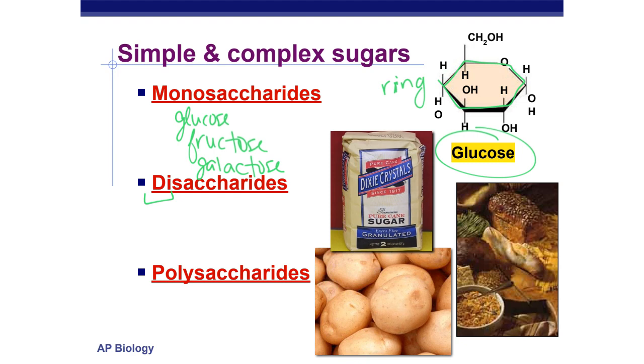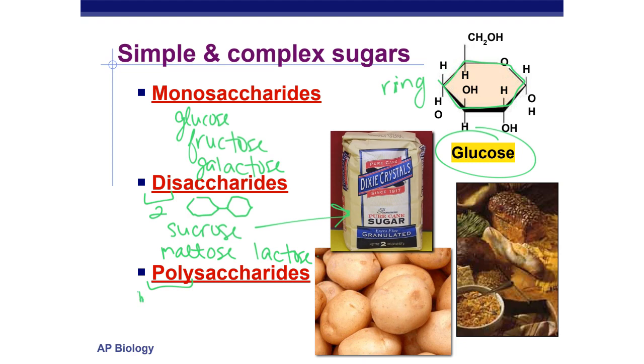Disaccharides, di means two. So in a disaccharide, we're going to have two of those monosaccharides linked together, but no more than two. So I'm not going to have a big, long, giant chain. Some examples here would be sucrose. Sucrose is table sugar. It's what you cook and bake with, granulated sugar. Maltose would be an example, as well as lactose, the sugar we find in milk.